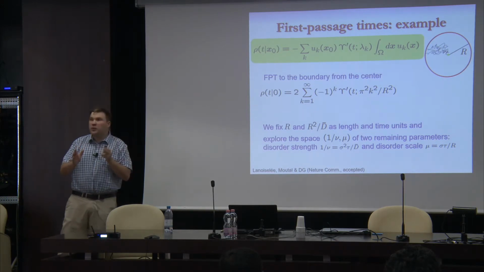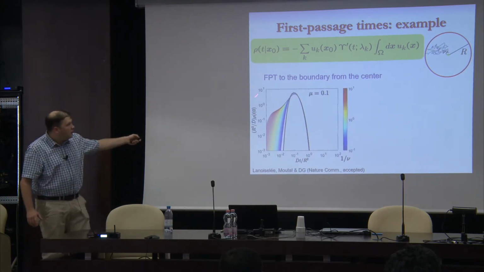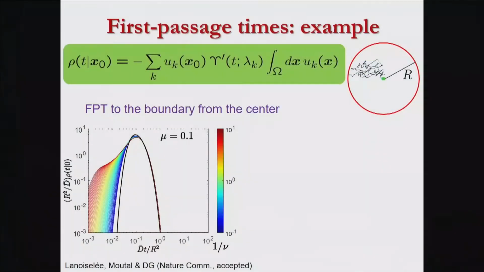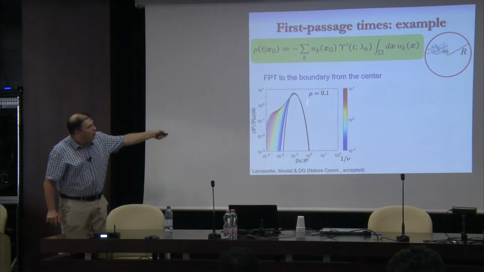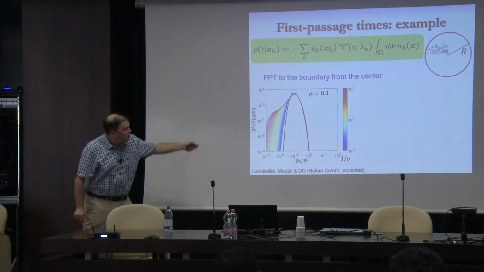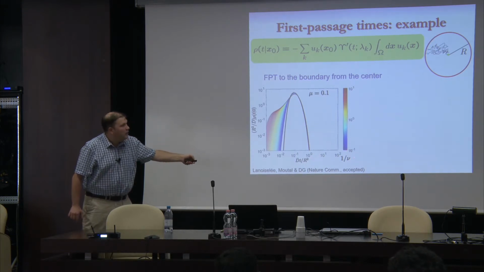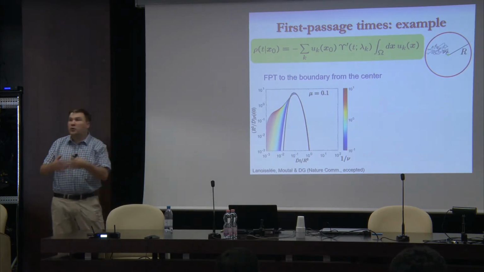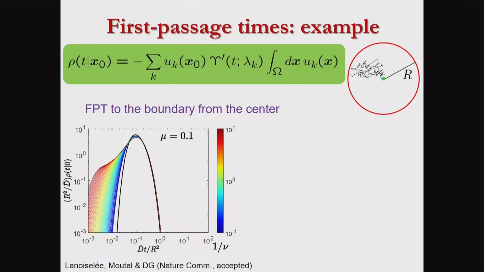Let me start with the short disorder scale, and here are the results. Here is the probability density function as a function of time, on a log scale. The black curve is homogeneous diffusion. As we saw in the asymptotic analysis, at long times all the distributions are essentially the same and close to the homogeneous one. Here the colors change the disorder strengths: blue means low disorder strength, red means high disorder strength. So in this region it doesn't matter what the disorder is, but on the other hand, it significantly changes the distribution on the left tail.